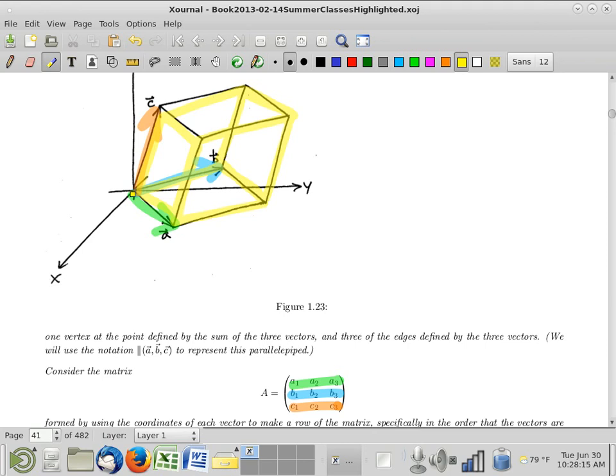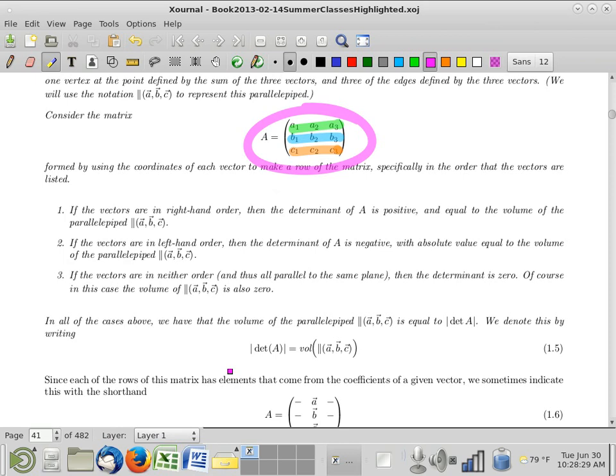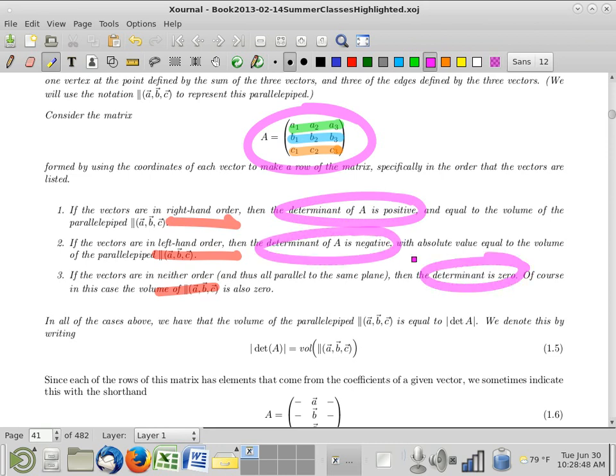I can also write down the matrix described by those three vectors. Again, keeping the order in mind. So first vector, first row, second vector, second row, third vector, third row. And the weird thing is that it plays out exactly as it did in the two-dimensional case. Namely, there's three different possible orders: right hand, left hand, and neither. Now it's different what those three cases are, appropriate to the three dimensions, of course. But that being said, the determinant is either positive, negative, or 0.